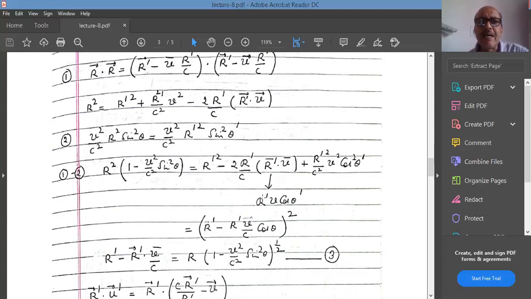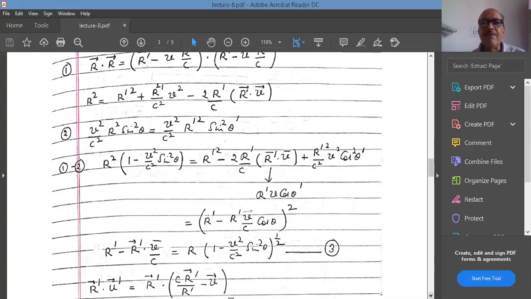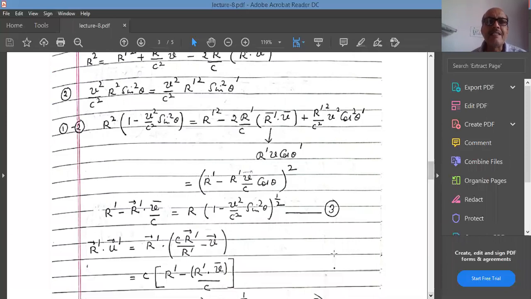So r dash with r dash becomes r dash square into b into cos theta. So from this equation, if you take now the square root of both the sides, so the right hand side I have written as the left hand side now. So r dash minus r dash dot b over c now becomes equal to this term. I have removed the cos theta from here. So I have written this r dash dot b, because if you expand it, it becomes r dash into b into cos theta. Similar here.